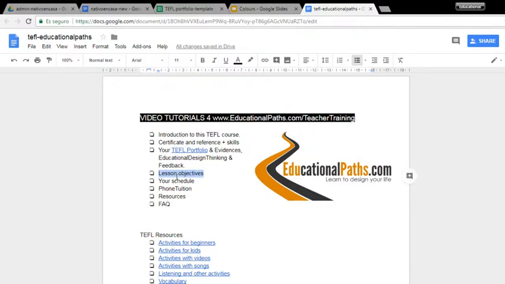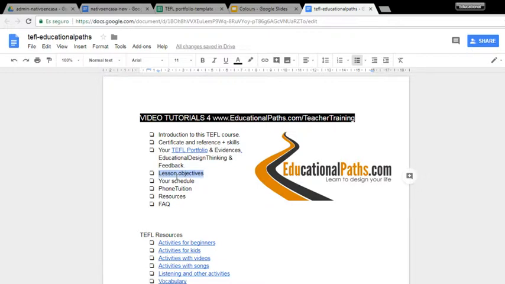We've talked about lesson objectives while you were doing your planning, while you were doing your portfolio. So what can be lesson objectives? Most of your students, their objective will be to improve their English, but that is not an objective that is detailed enough. You need to know what for them improving their English means.